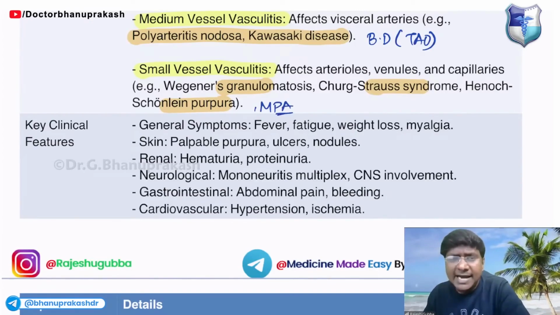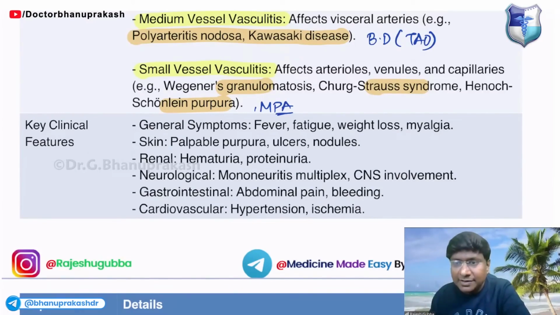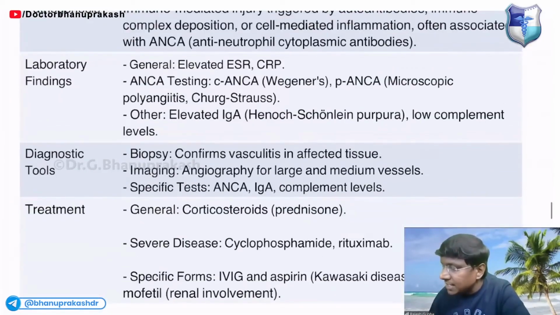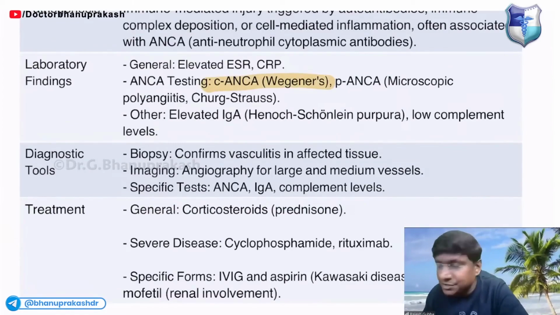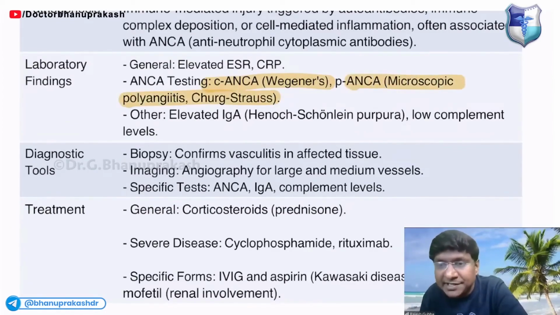All these vasculitides are disorders of multiple system involvement, so multi-organ involvement will be there in these patients. Out of all these, let me tell you some important questions. The important questions are related to ANCA. C ANCA will be positive in Wegener's. P ANCA will be positive in microscopic polyangiitis as well as Churg-Strauss syndrome.